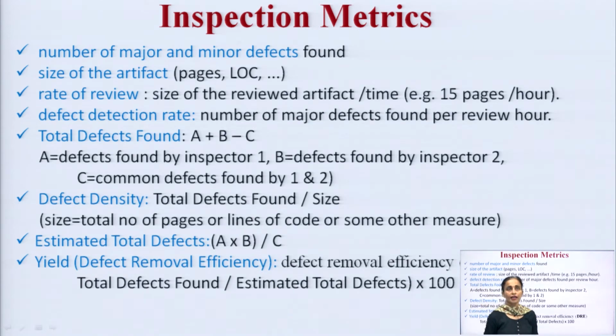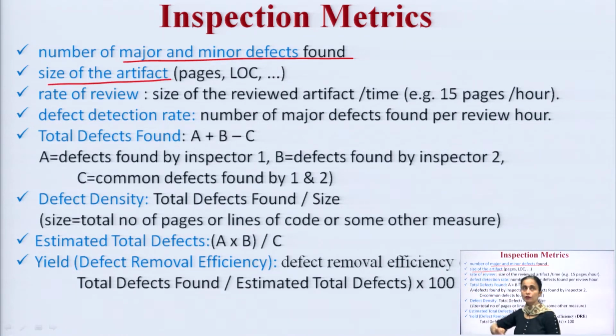Then what are the inspection metrics on which basis we calculate the defects and then correct them? Let us define them. First, we have to find the number of major and minor defects. Second, we should know the size of the artifacts, meaning the size in pages or the lines of code in my product. The third is to find the rate of review. Then the next is the defect detection rate.